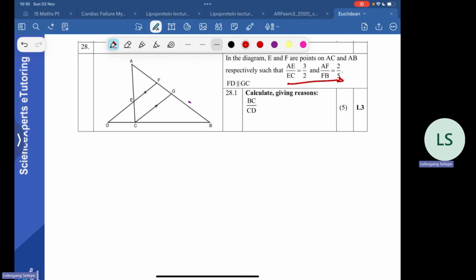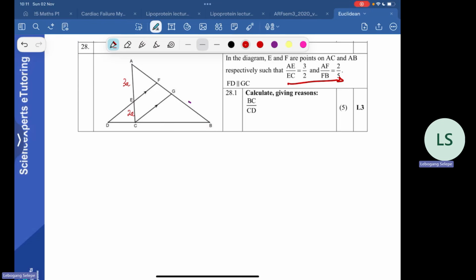You always need to take the information that is given to you and indicate it on the diagram. On the line AC, we are given that AE over EC is 3 over 2. So I can say that AE is 3 parts of the line and EC is 2 parts of the line. I can write this as 3A, calling one part A, and EC as 2A.